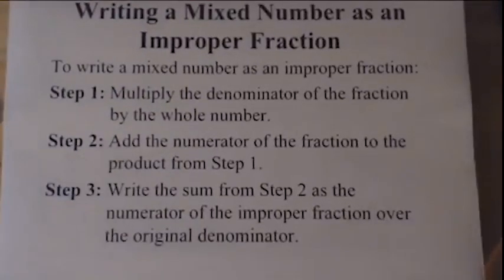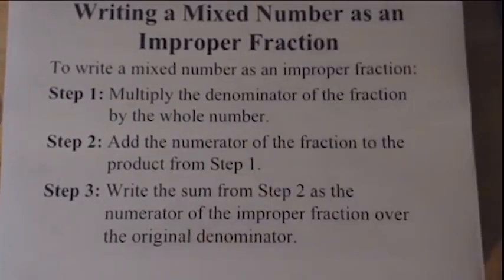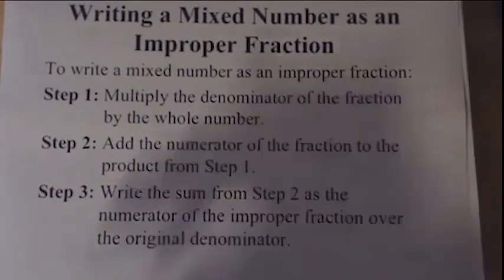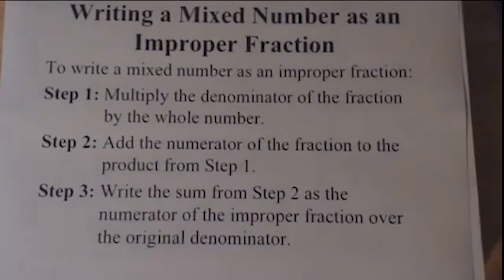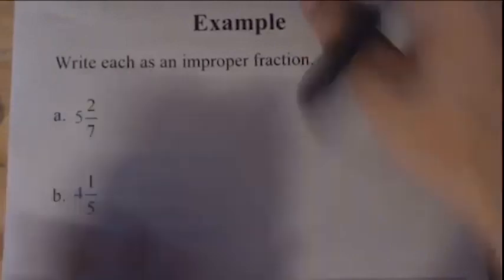Next, let's look at writing a mixed number as an improper fraction. So it's a 3-step process. We're going to first multiply the denominator of the fraction by the whole number. Then we're going to add the numerator. And then we're going to write it over the original denominator. Don't worry about writing this down. It's actually going to be a nice little picture I want you to draw.